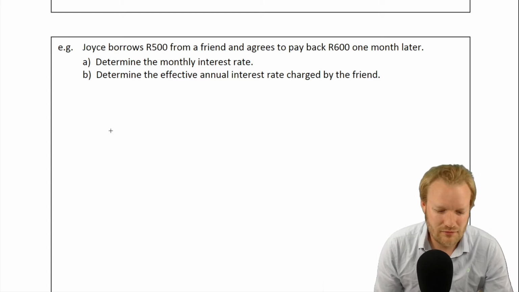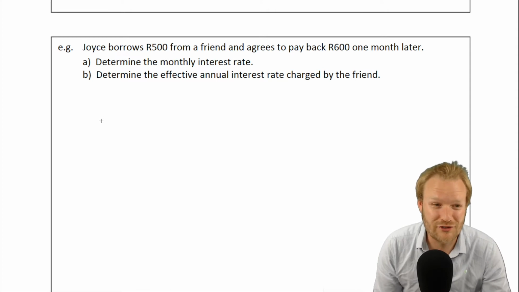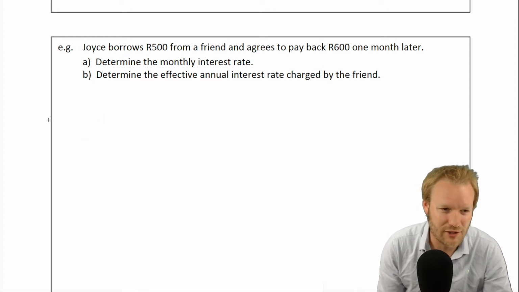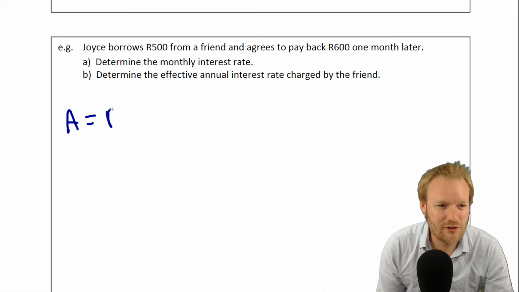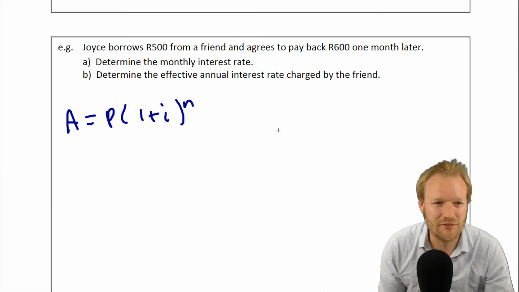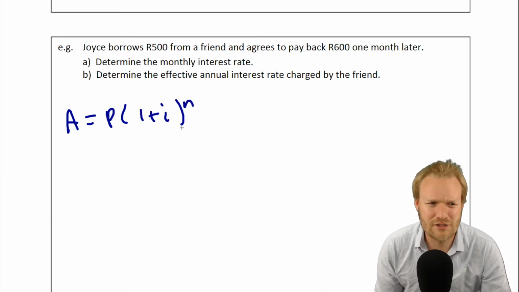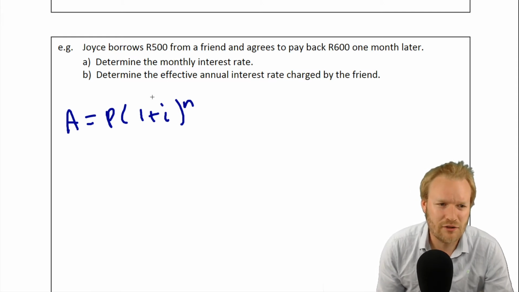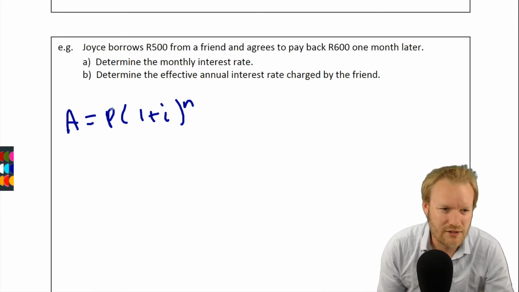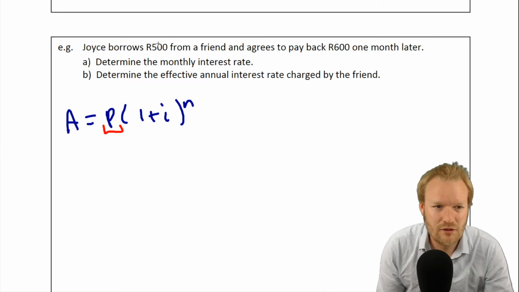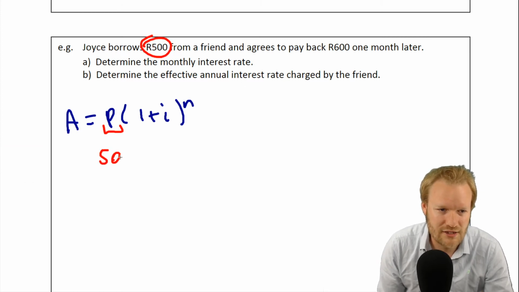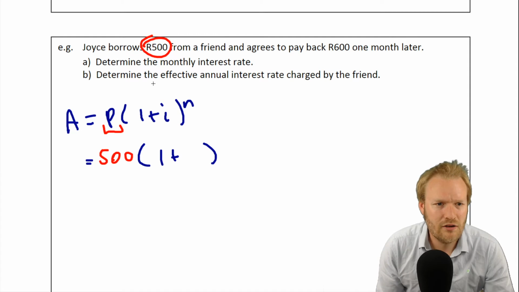Okay, so there are two distinct ways of doing this, and I'm going to show you the method that I like because it fits in with everything we've been doing. We know that A equals P times 1 plus i to the n. Let's fill in the bits we know. Let's start with our principal amount this time, which was 500 Rand. The accumulated amount is 600 Rand.